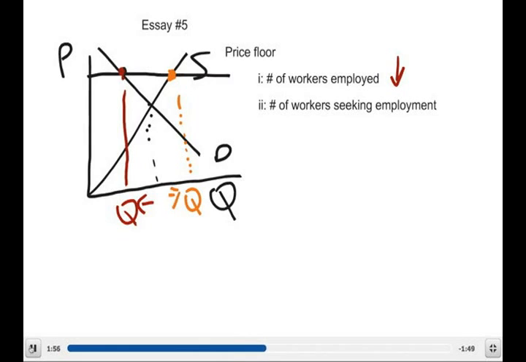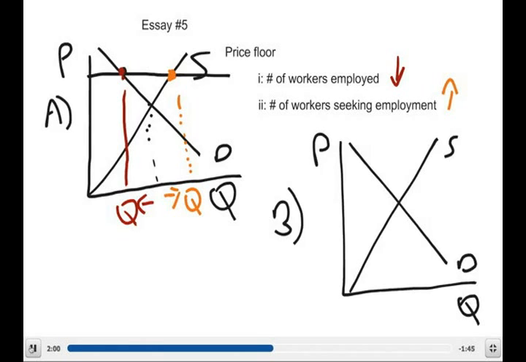And then letter B says, assume that the fast food industry is imperfectly competitive and employs only one factor of production, unskilled workers. Use supply and demand analysis to explain how the increase in the wage rate resulting from the imposition of minimum wage will affect each of the following in the fast food industry in the short run. The price of fast food and the quantity of fast food purchased.